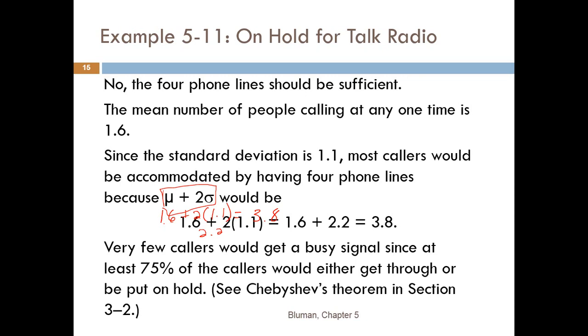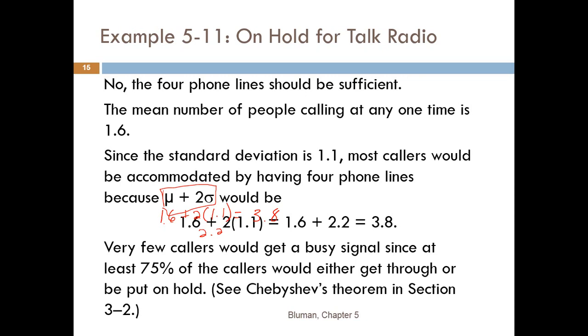So their explanation is very few callers would get a busy signal, since at least 75% of the callers would either get through or be put on hold. And this is according to Chebyshev. Remember, 2 standard deviations with Chebyshev covers at least 75%. And I think that would actually happen more often than not.